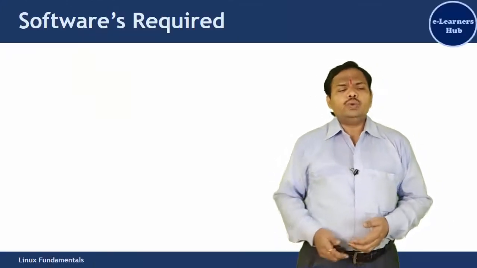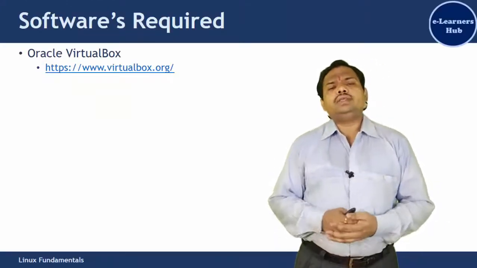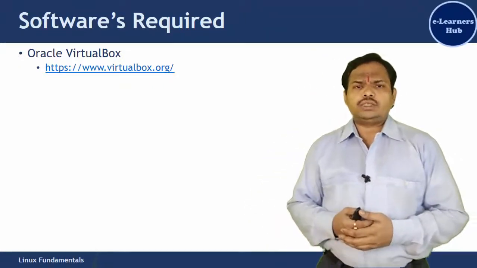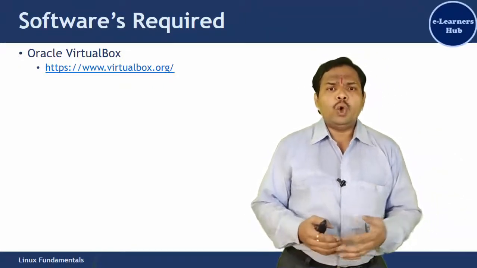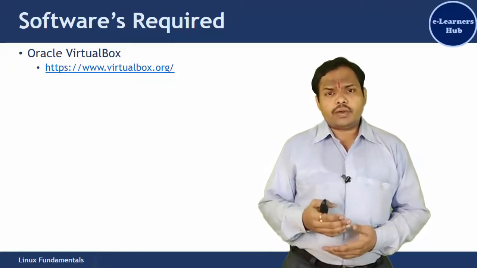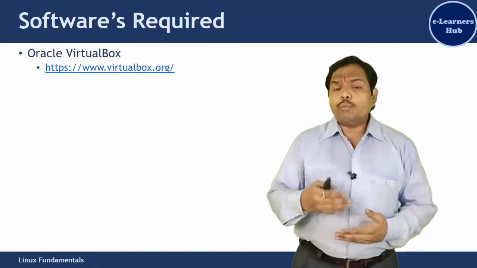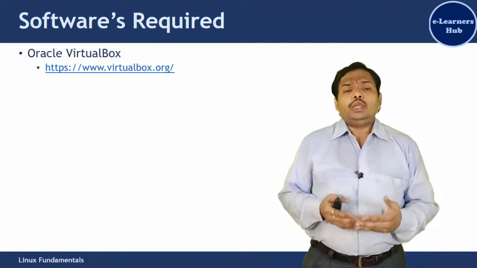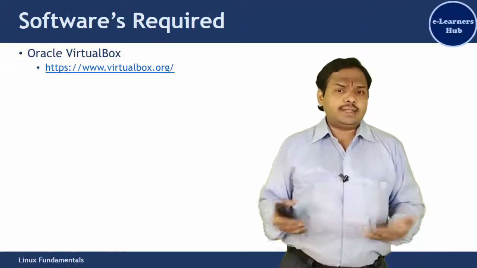We are going to use two softwares. One is the Oracle VirtualBox. Now, Oracle VirtualBox is a software that helps you enable virtualization on your machine. Virtualization is a technology that helps you to run more than one operating system on your machine. That is, you need not disturb your existing operating system.